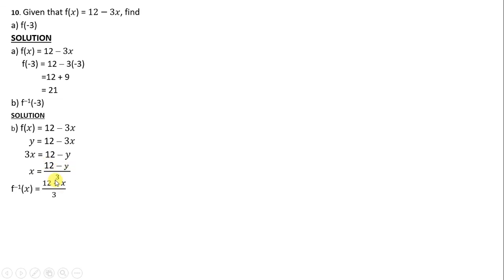From here, that's where we can now say f inverse of x is equal to, where there's y here, replace it with x. Replace x, it's a must. So we are saying f inverse of x is equal to (12 minus x) over 3. Now we can find f inverse of negative 3. It means where there's x here, we'll replace it with negative 3. So we are saying 12, when you have a minus and the negative, it is the same as plus. So we are saying 12 plus 3 will give us 15. Divide 15 by 3, what are we going to get? A 5. We continue.